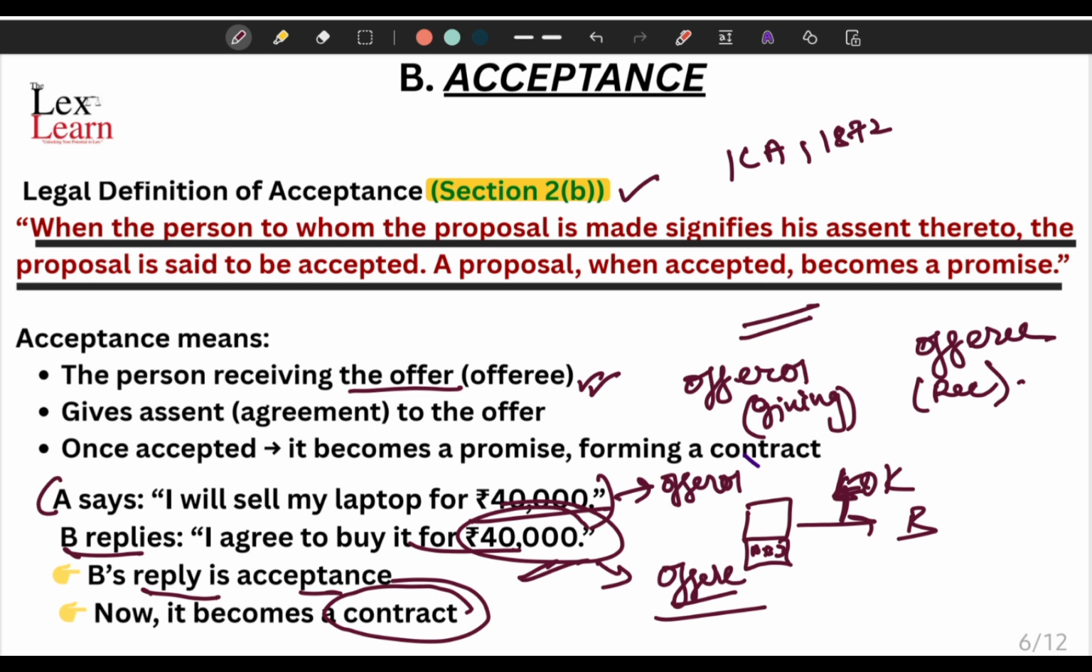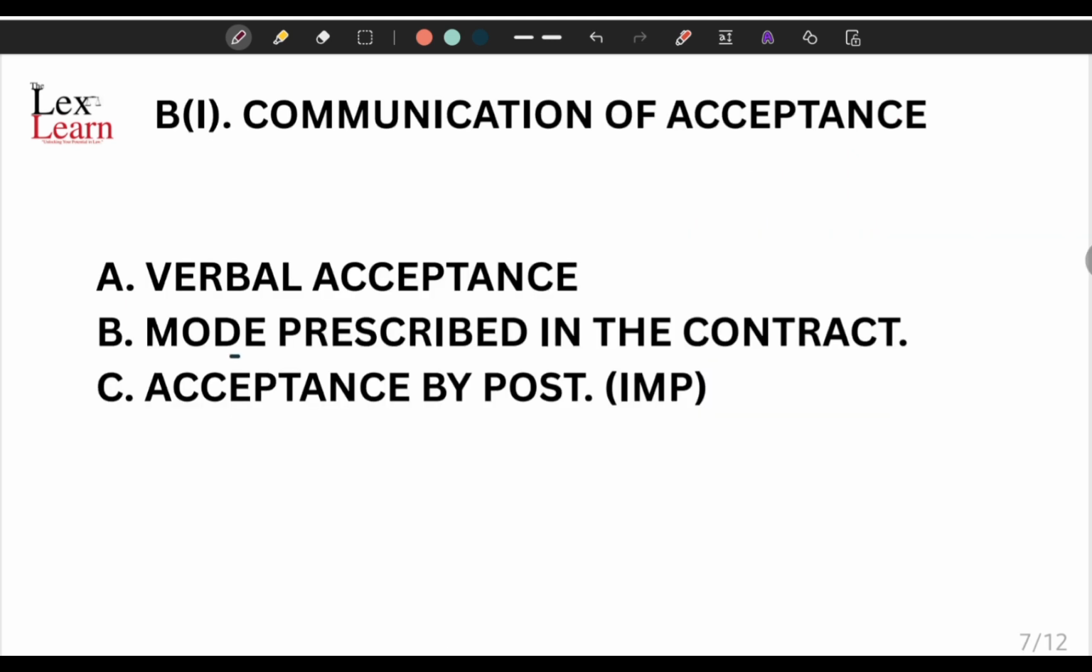Let's move to the next slide and I'll explain the communication of acceptance, the ways the offeree could communicate his acceptance to the offerer. The first mode of communication is verbal acceptance, which is most commonly used. A says to B that he will sell his laptop for 40,000 rupees. No written contract, nothing. B in return says okay, and then pays the 40,000 rupees. Here the verbal mode of communication of acceptance is completed.